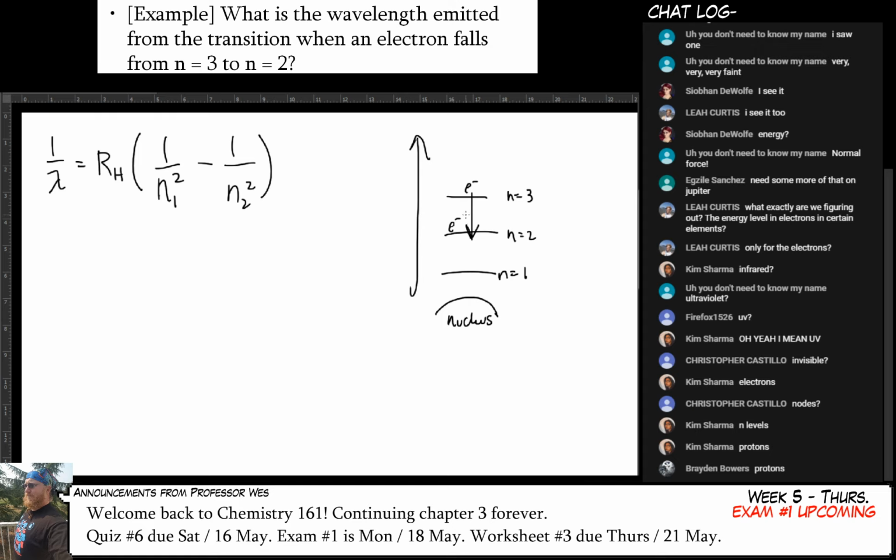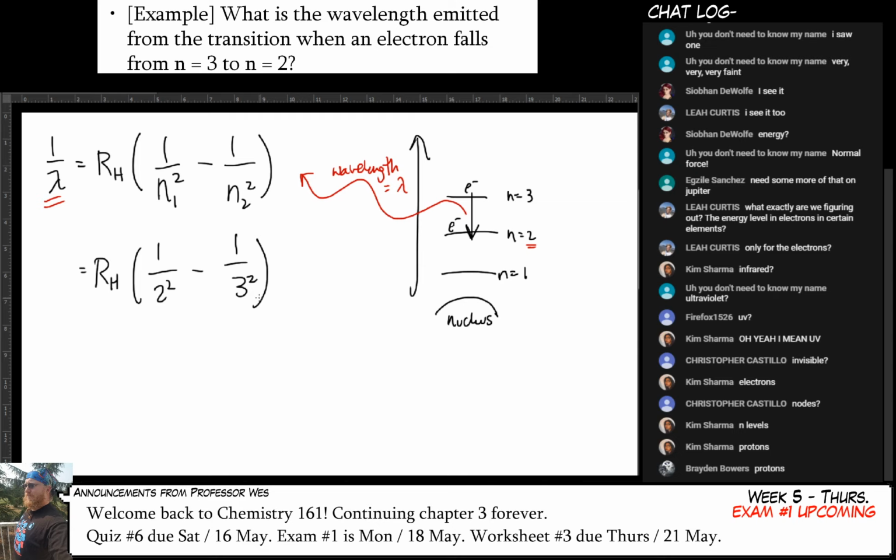And in doing that, it's going to spit out a red photon with wavelength lambda. And that's this lambda right here, so I've got to solve for that. Now I do want to put the smaller number first in my n, so that's going to look like this: Rydberg constant, 1 over 2 squared minus 1 over 3 squared.